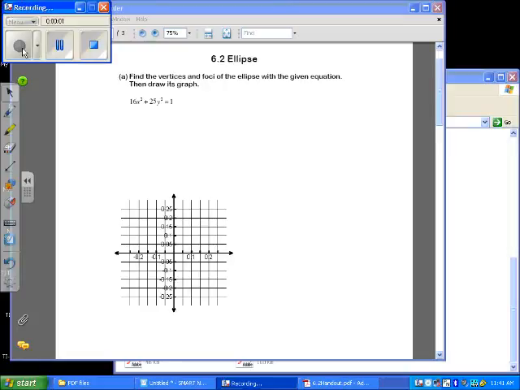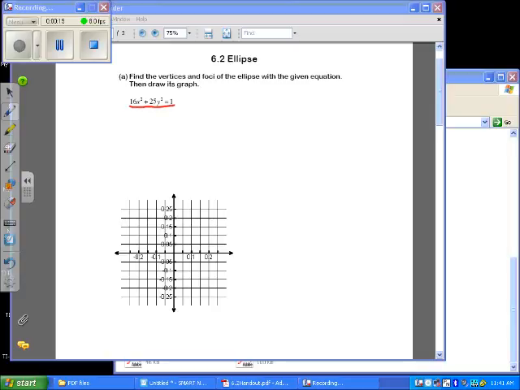We're going to talk about section 6.2, which is ellipse. We're going to do part A. We're asked to find the vertices and the foci of the ellipse, and then finally graph the equation. Okay, so this is what we're given right here. We want to put it in the correct form.